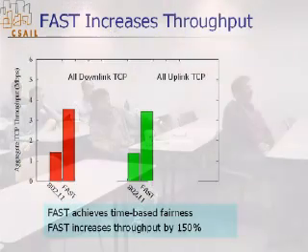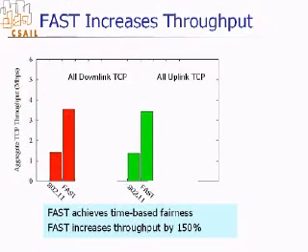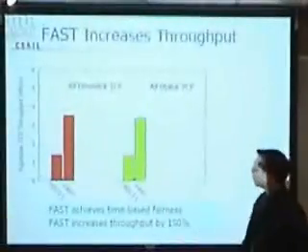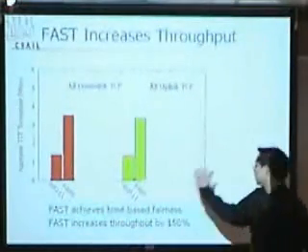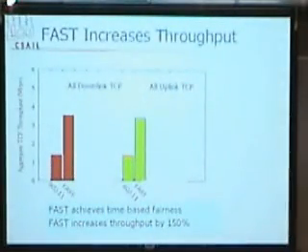Okay, so A1, A2, A3, A4. There are 4 clients, and half the nodes transmit at 1 megabit per second, half the nodes transmit and receive at 11 megabits per second. In this case, as expected, if you use frame-based fairness like 802.11, the aggregate throughput is much less. Otherwise, with fast, it improves by 150%.